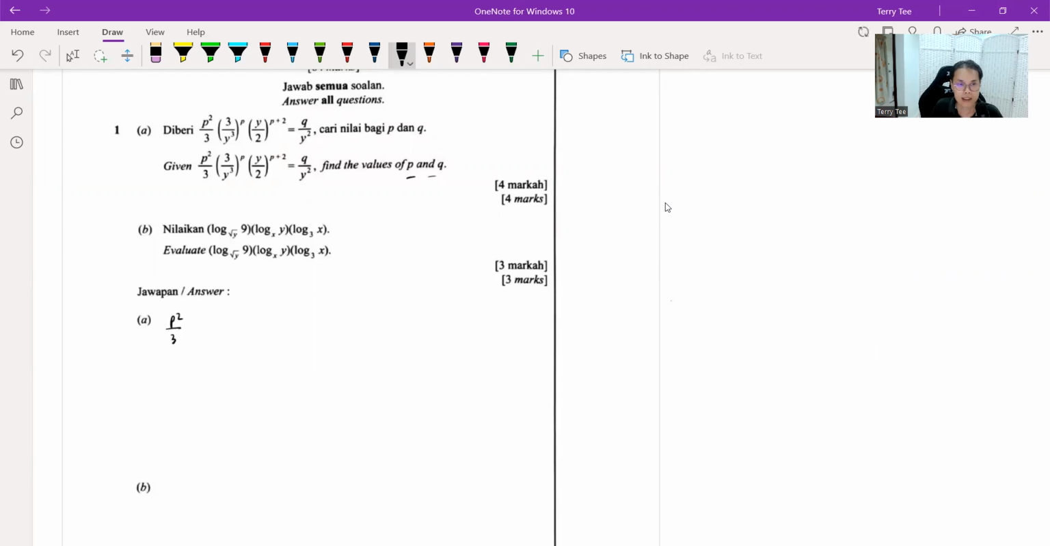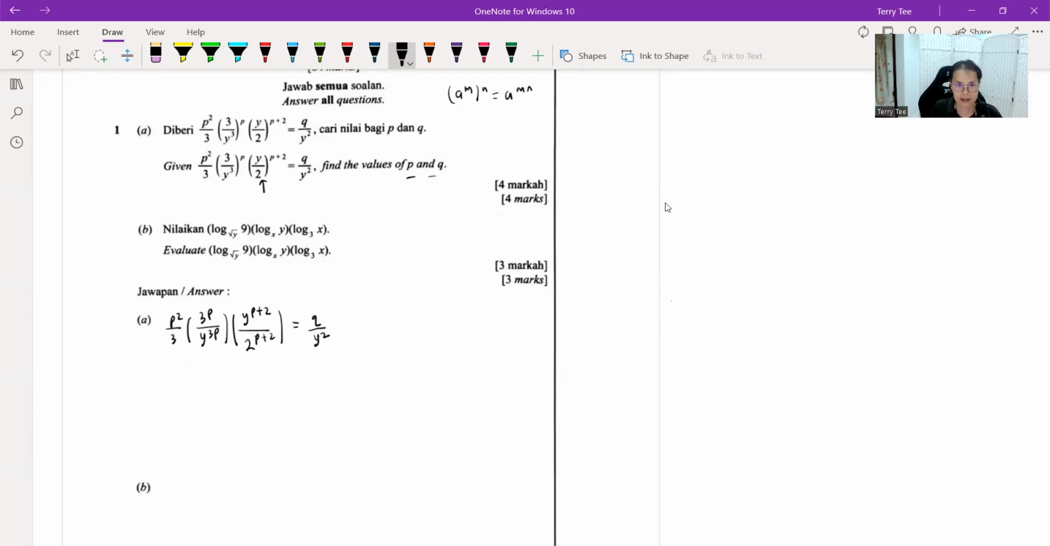Don't do anything with this first. This 3 over Y cubed, you must power P. Remember, A power M, when you power N, you get A power M times N. So in this case, we have 3 power P, and your Y power 3, you must times P. Then for your second term, the Y over 2 power P plus 2, we power them one by one, Y power P plus 2, divide by 2 power P plus 2. Okay, now this is now Q over Y squared. So I'm just going to keep my Y squared as it is.